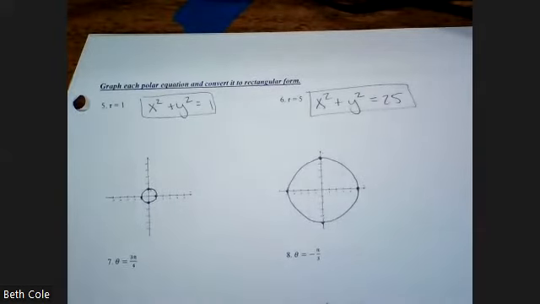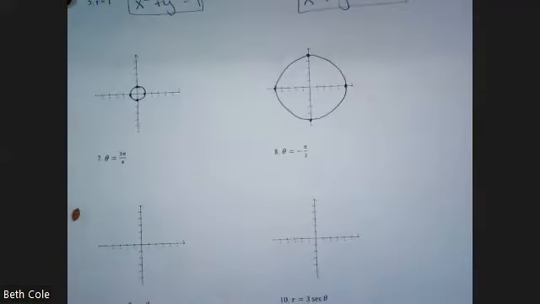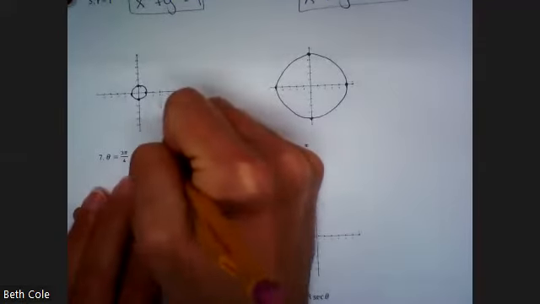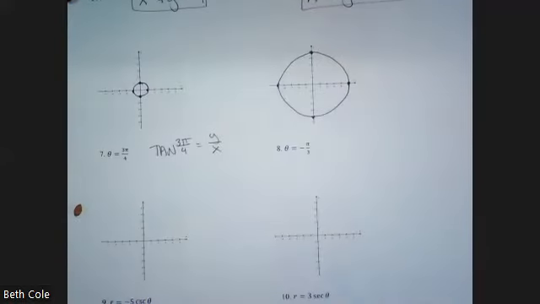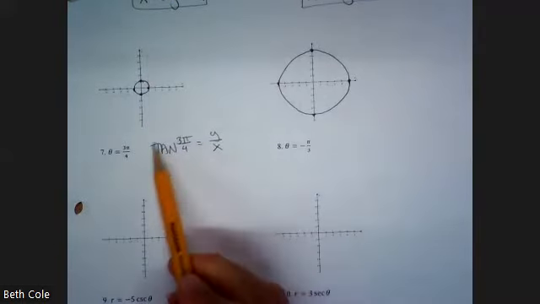So if it's just r equals, it is a circle. That's your radius. If it's theta equals, it's going to be a line. You just have to figure out what the slope is. And we're going to use that tangent of theta equals y over x. And you do that by evaluating this.